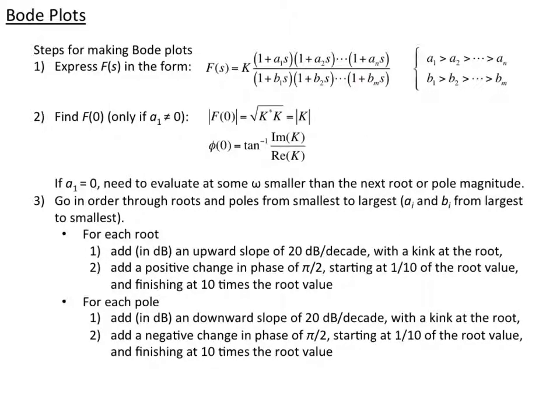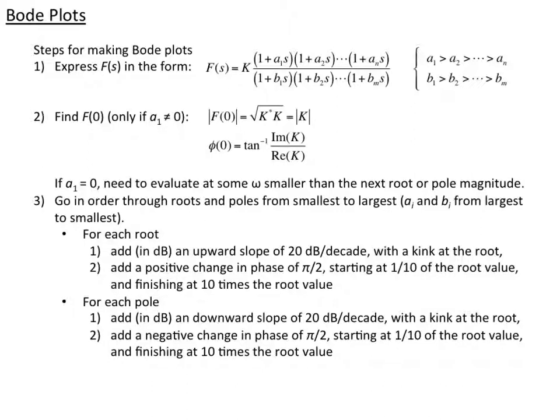And so if f of 0 is defined, in other words, if A1 is not equal to 0, it could be, then I can find the value of the frequency at 0. That's just going to be the absolute value of K. And I can find the phase there as well. This is just plugging in those.